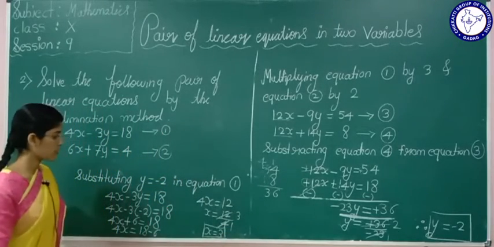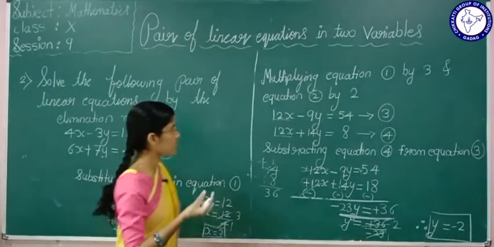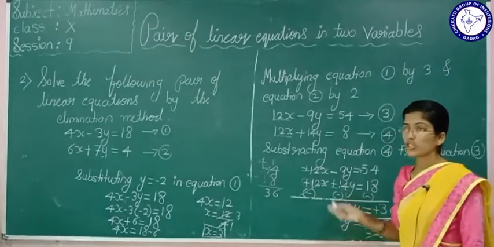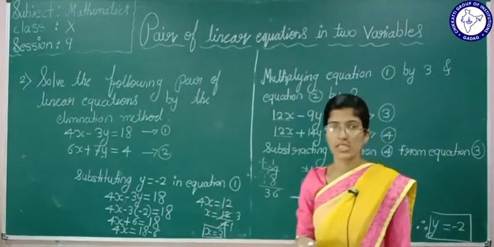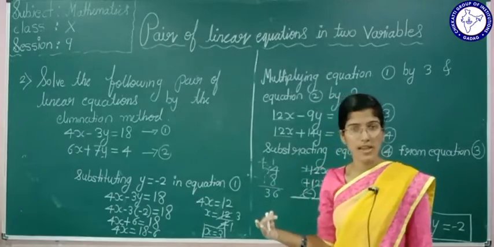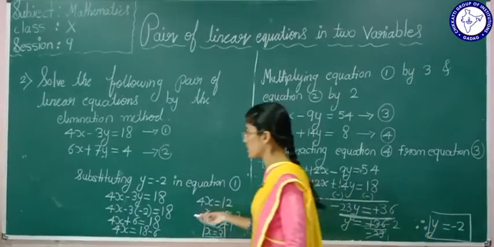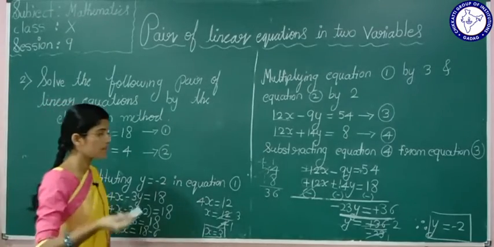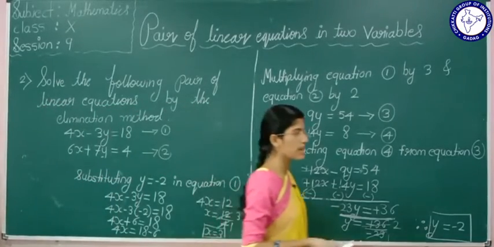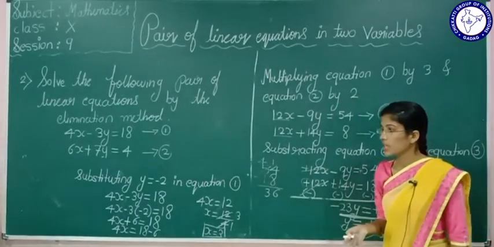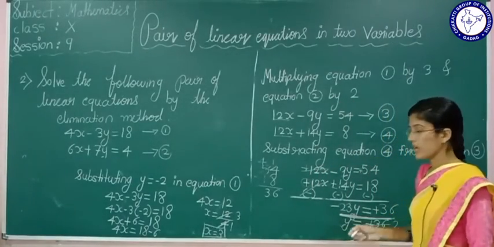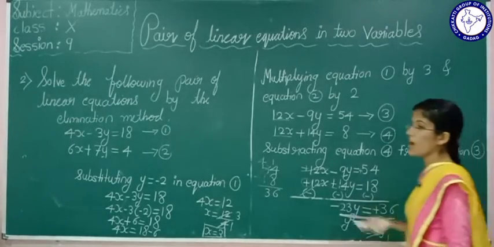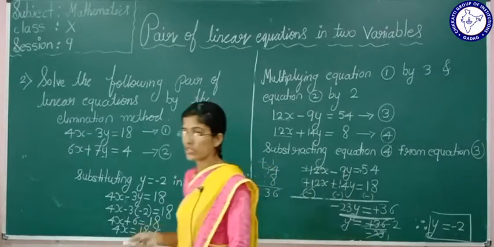So therefore what we can tell, x is equal to 3 and y is equal to minus 2 are the solutions of the given equations. We can verify: put in equation number 1, you will get LHS is equal to RHS. If you substitute it in equation 2 also, you will get LHS is equal to RHS. So x is equal to 3 and y is equal to minus 2 are the solutions of the given equations.